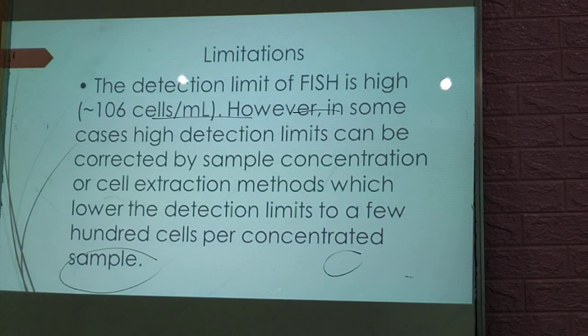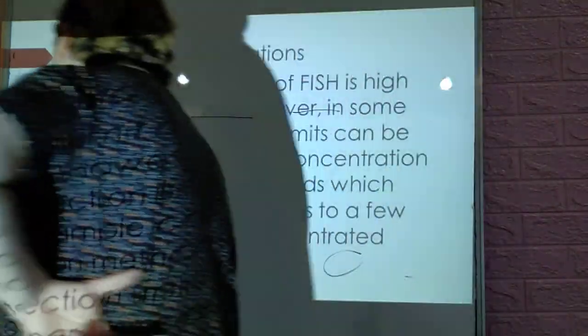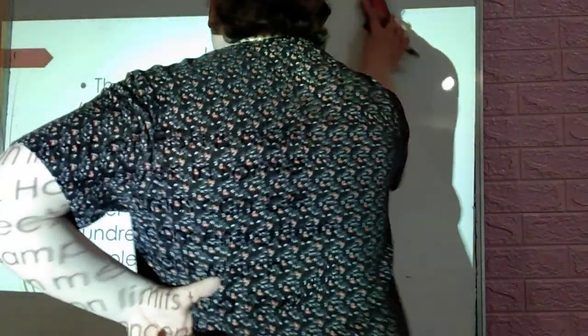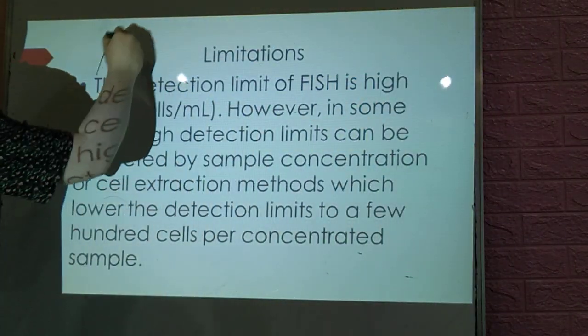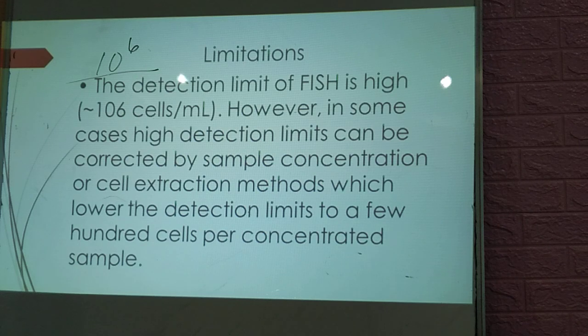But when it comes to FISH, it also has a certain limitation. For the information of everyone, the detection limit of FISH is high. It is up to 10 raised to the power of 6 cells per ml. However, in some cases, high detection limits can be corrected by sample concentration or cell extraction methods which lower the detection limits to a few hundred cells per concentrated sample.